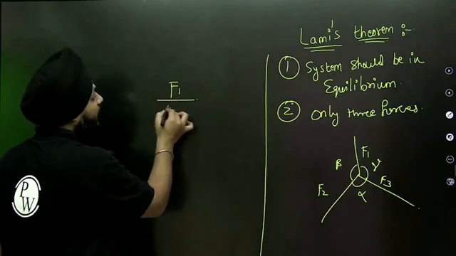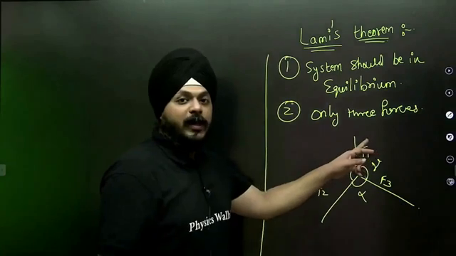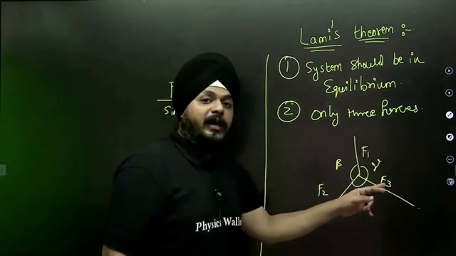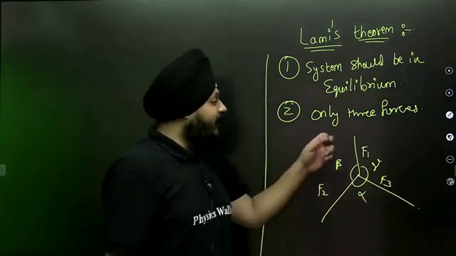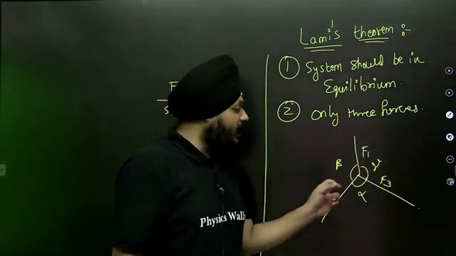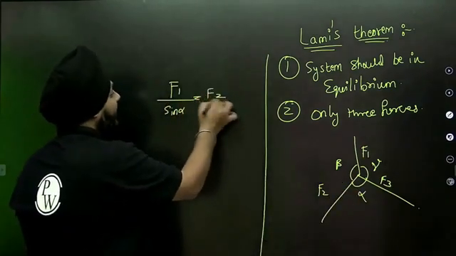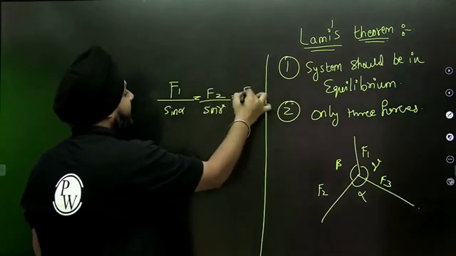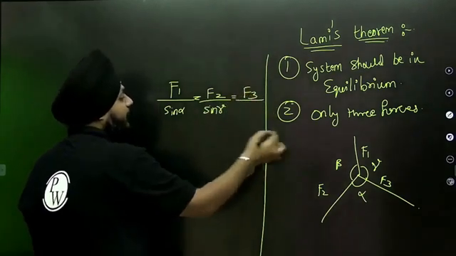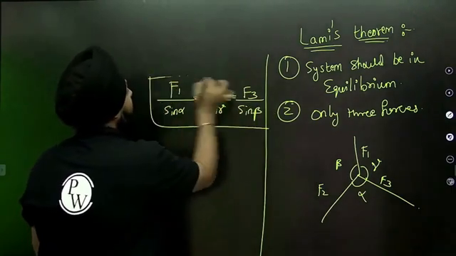In another sense, you can write F1 by sine of alpha. If you are considering force F1, then the angle should be in between the rest of the two forces, F2 and F3. If I am considering F2, then the angle should be between F1 and F3, that is sine of gamma. If I am considering F3, then the angle should be between F1 and F2, that is sine of beta. This is the equation of Lami's theorem.